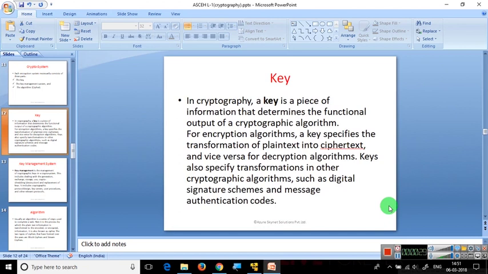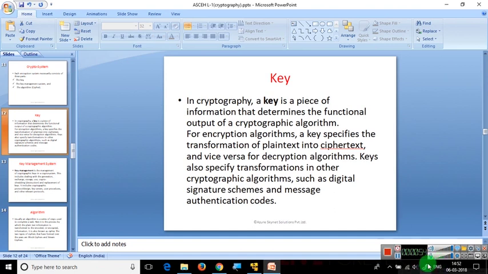In cryptography, a key is a piece of information that determines the functional output of a cryptographic algorithm. For an encryption algorithm, a key specifies the transformation of plain text into ciphertext, and vice versa for a decryption algorithm. Keys also specify transformation in other cryptographic algorithms such as digital signature schemes and message authentication codes.